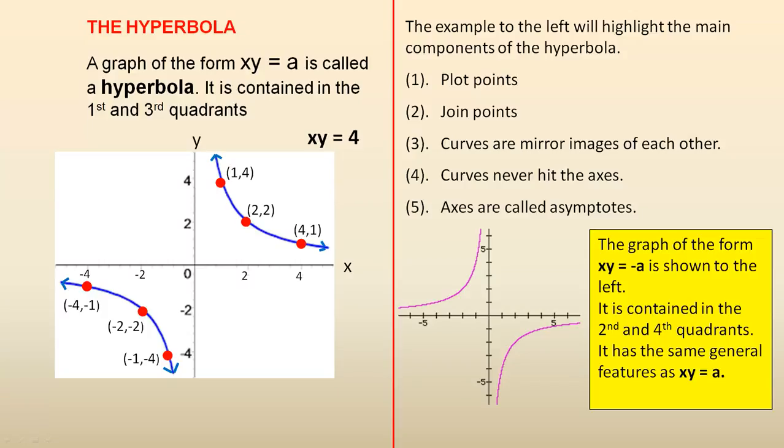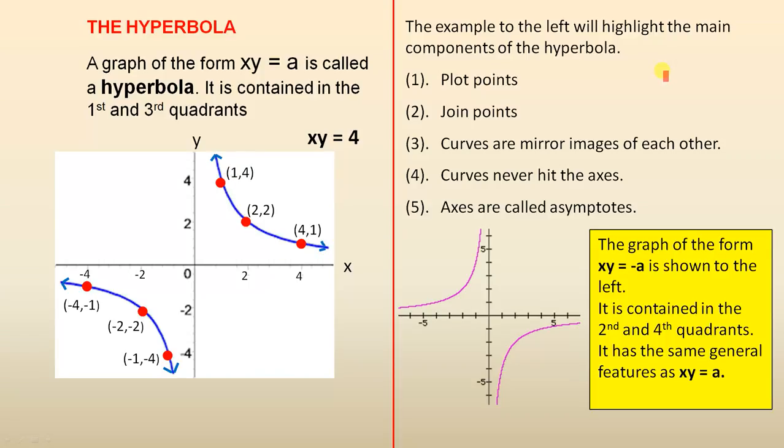The hyperbola. Some people call it hyperbola. The graph of the form xy equals a is called a hyperbola. It is contained in the first and third quadrants. As you can see, first and third quadrants. This is the graph of xy equals 4. All we do is find some points that satisfy the equation, and we join them together, and that's how we find the curve.